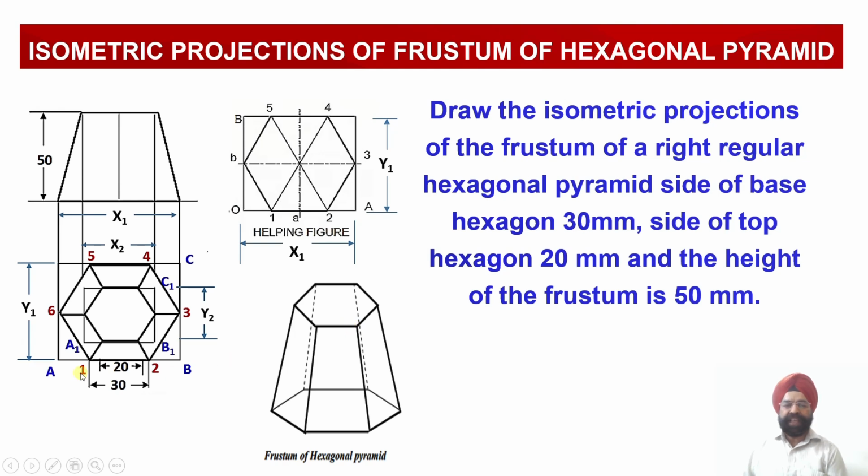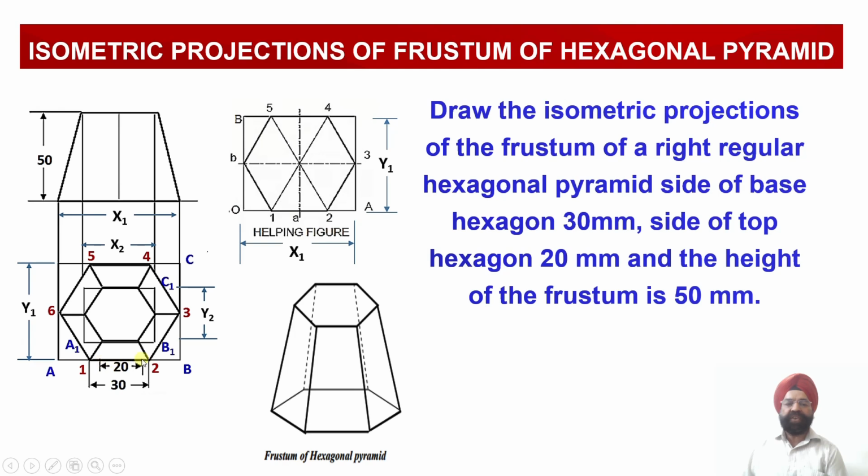Similarly, once we join all the diagonals of this outer hexagon, wherever between these two diagonals we are able to find the edge length equal to 20 millimeter, there once again another hexagon we have created. This is our internal hexagon which has been created corresponding to the top face of the frustum of this hexagonal pyramid. So we have now got two hexagons.